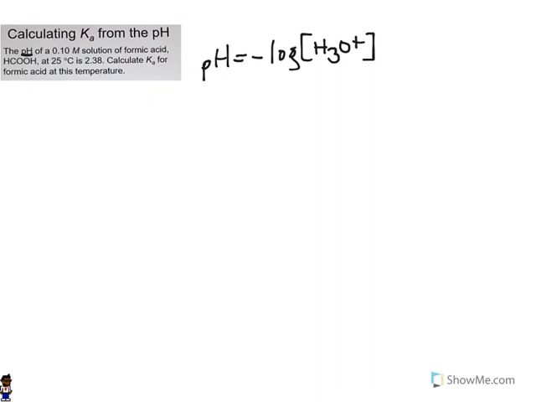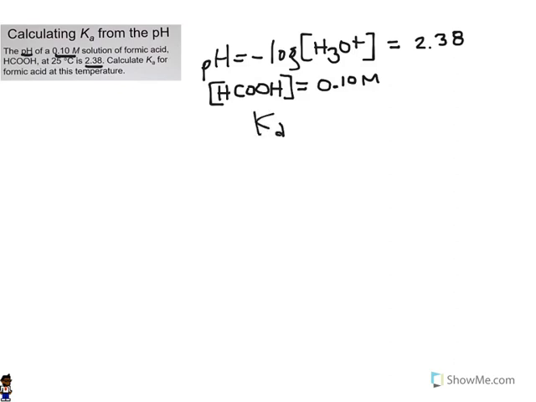So we know that that's what pH is. And it tells us that for this case, the pH is equal to 2.38. It also tells us that the concentration of the solution is 0.1 molar. And what we're trying to find is Ka.